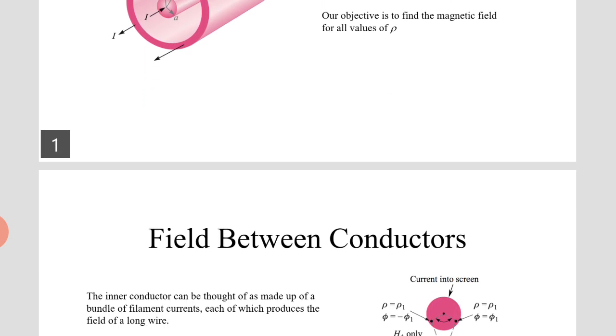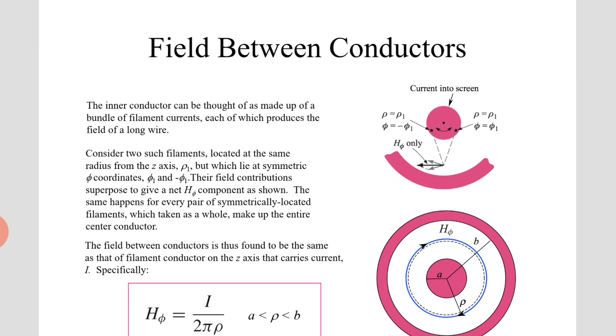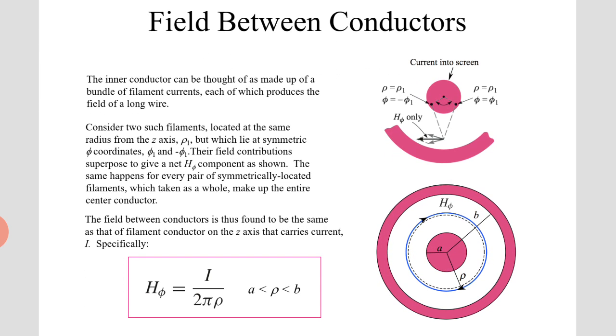Now next we go to the field between the conductors. Obviously, as there are two conductors, there exists a field between them. I told about the inner conductor. The inner conductor can be thought of as made up of a bundle of filament currents, each of which produces a field along the long wire. As this inner conductor is placed along the z axis, it will produce the field along the long wire, right?